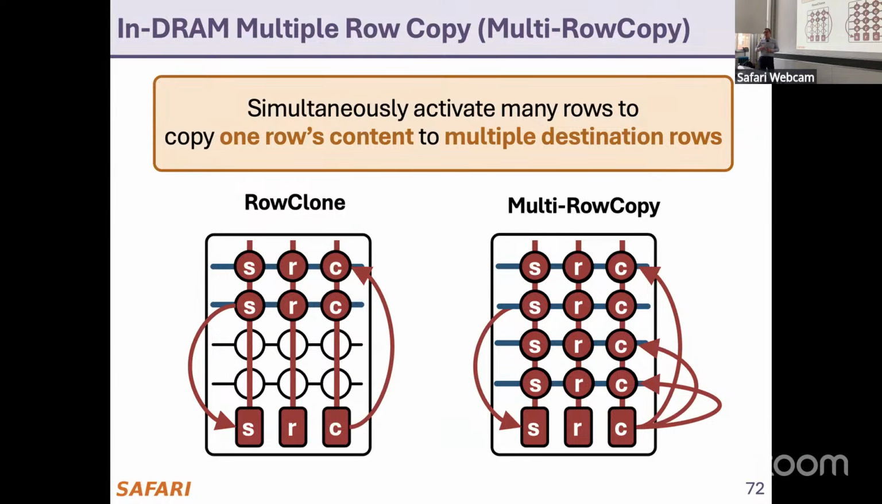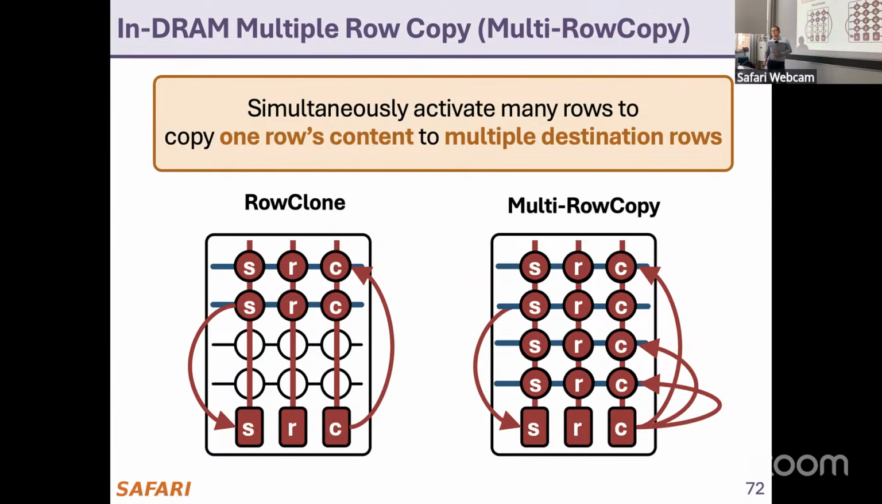And then our goal is to actually show that if you can design things better, you can do even more things, or you can do these things reliably. So this is multi-row copy. It's very similar to RowClone. The idea is you copy one row to another row in RowClone. Here, you copy one row to many other rows. One-to-many copy, basically. Multi-row copy.